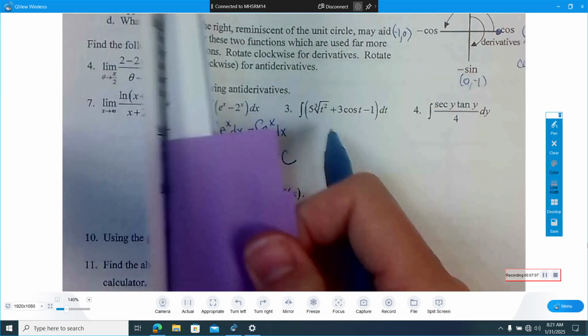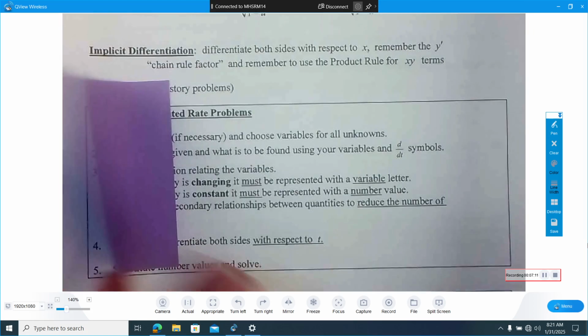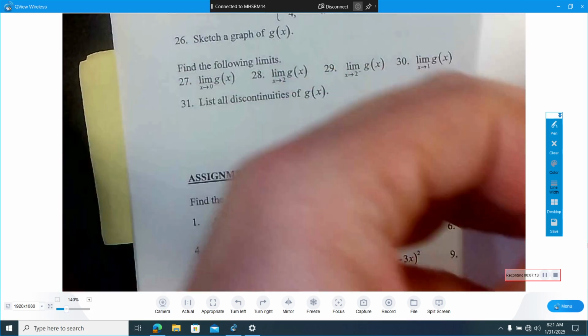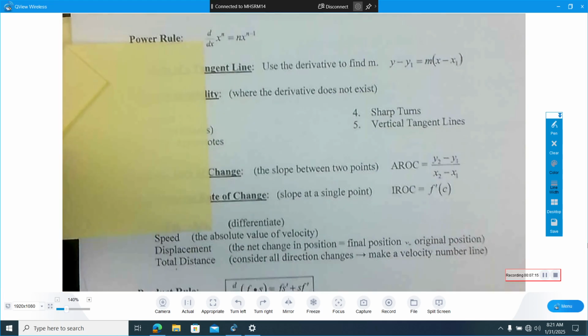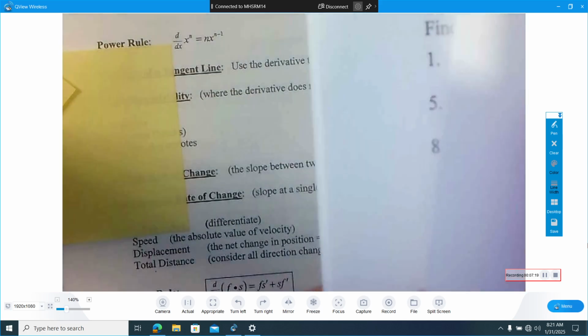You know what? I'm just going to make sure that those are right originally. I copied them down. Let me double check.